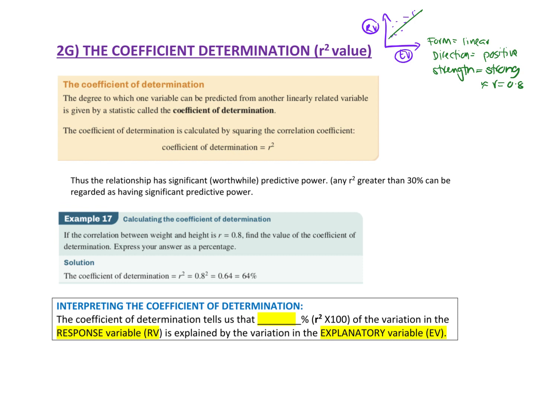So what does the coefficient of determination tell us? It is the degree to which one variable can be predicted from another if it's a linear related variable. What that means is, say over here in my example, I said this was your weight, because remember, to have a scatter plot you've got to have two numericals. So I was looking at height and weight. Say R was 0.8, okay? If I square the R, it would be 0.64, okay?